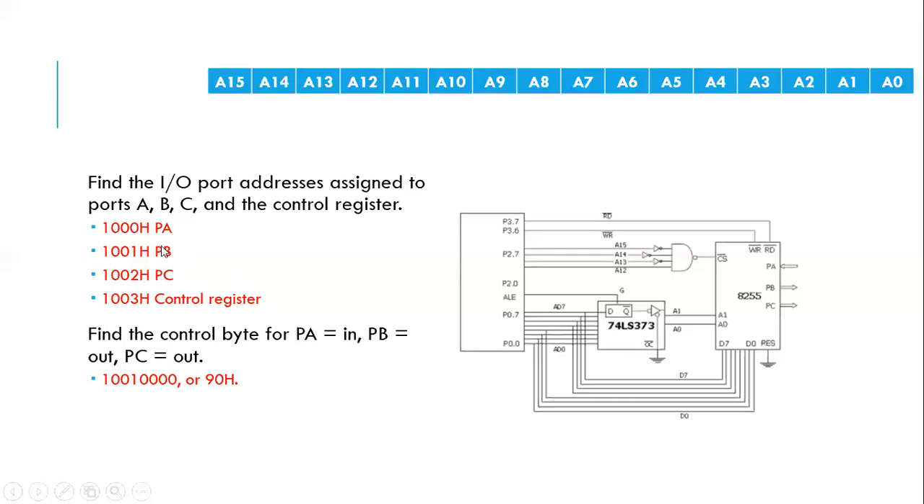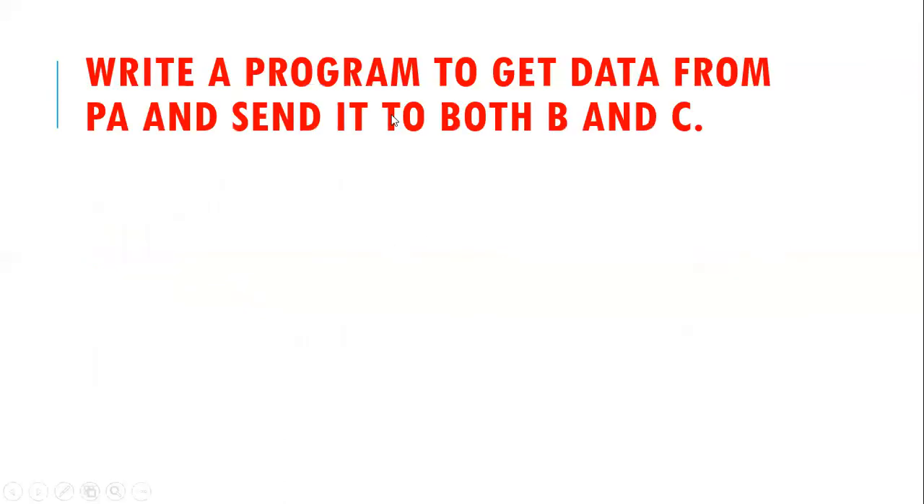Then after configuring, we send the value into the ports, isn't it? Okay. Now let's see a simple example. Write a program to get data from PA, that is port A, and send it to both B and C. So we are going to write a program to get data from port A.